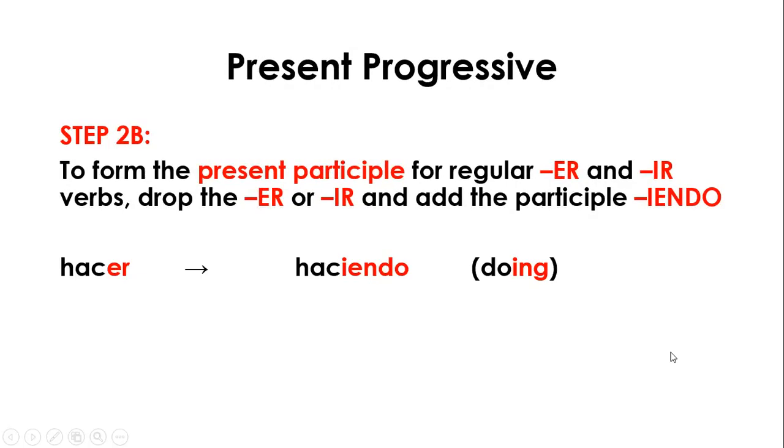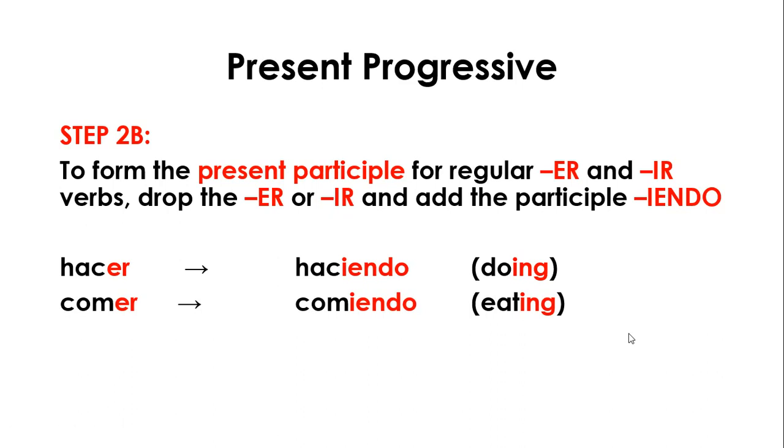So our first example is the ER verb hacer. When we drop the ER and swap it out for the letters IENDO, we change the verb's meaning into doing. The second example is the verb comer. Drop the ER, add IENDO, and that turns it into eating.